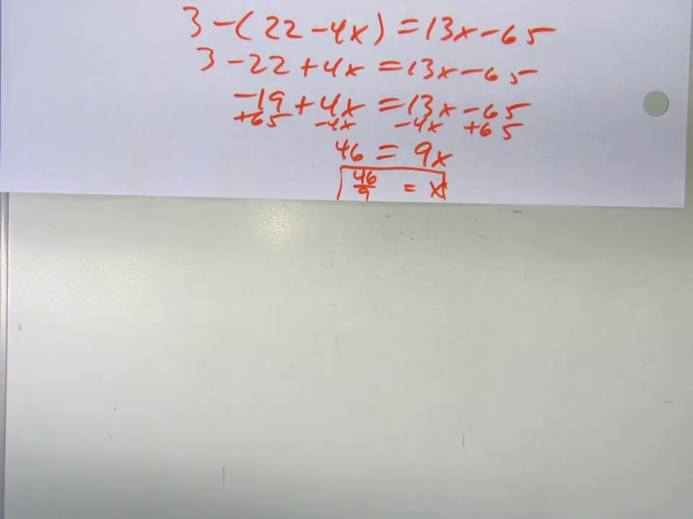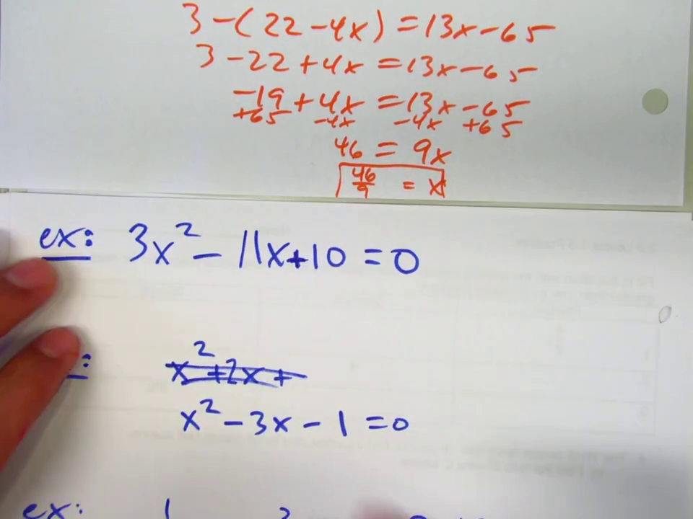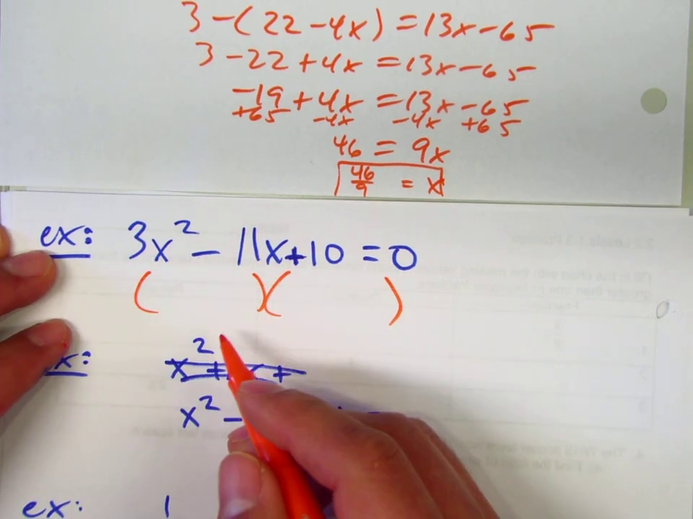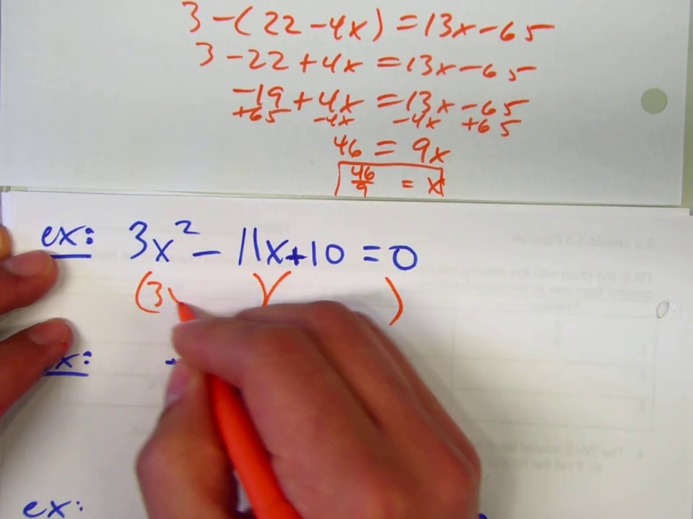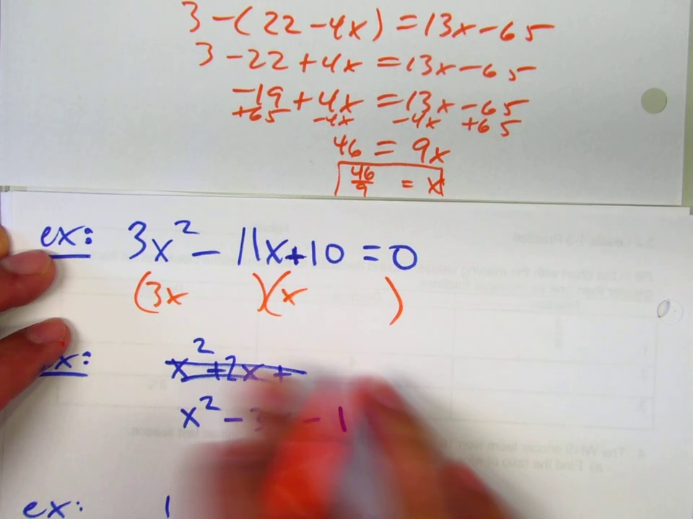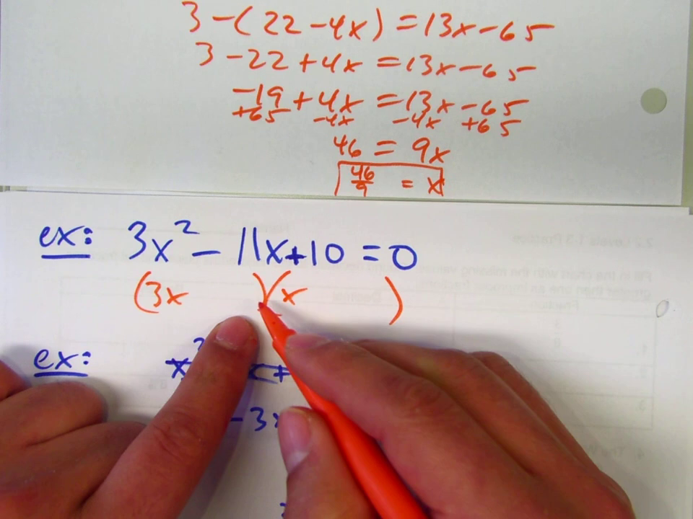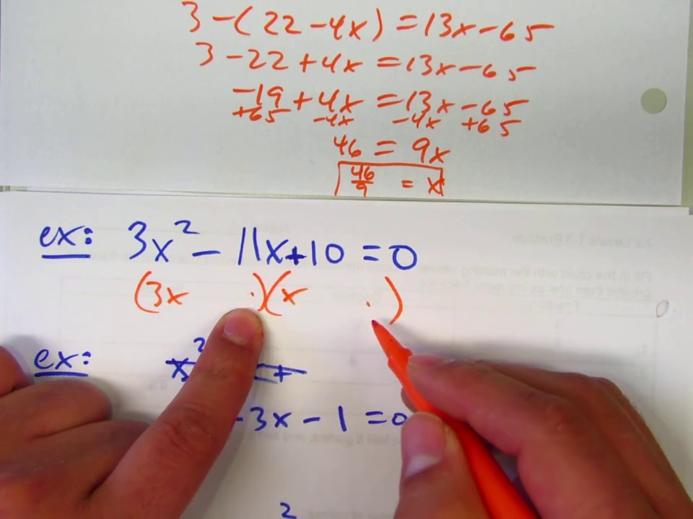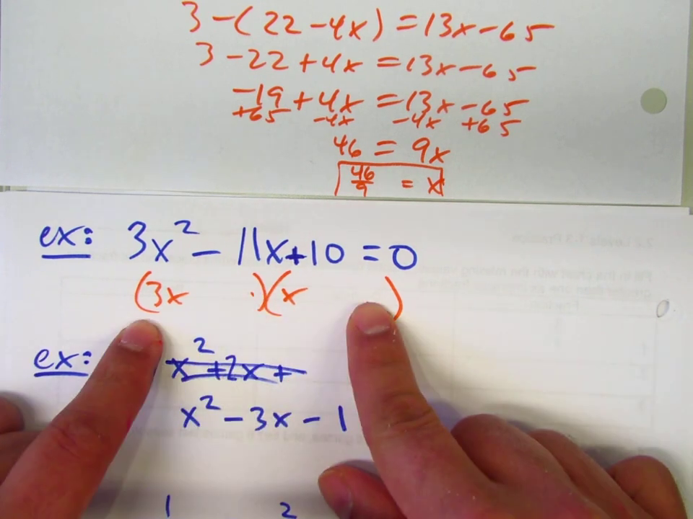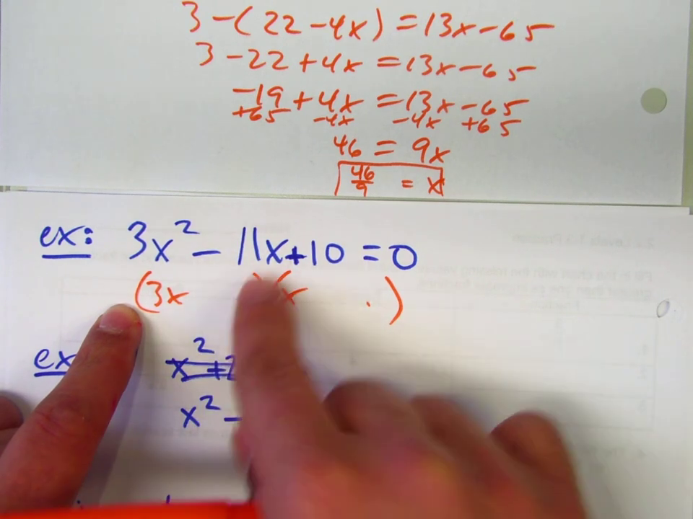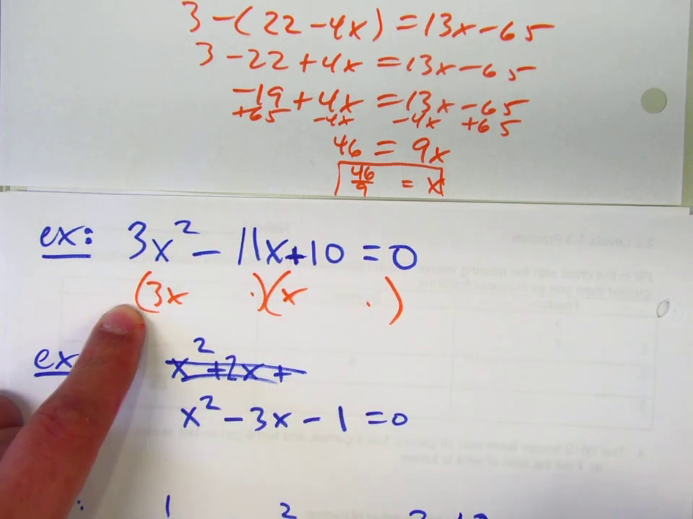This one. Again, I like to try trial and error, especially when there's not too many options to try. 3x and x would be the most logical choice for the beginning, right? To get 10, I can either do 1 and 10 or 2 and 5. If I put a 10 over here, that makes 30. That's not gonna help me. That's too large. So it's probably going to be 2 and 5.